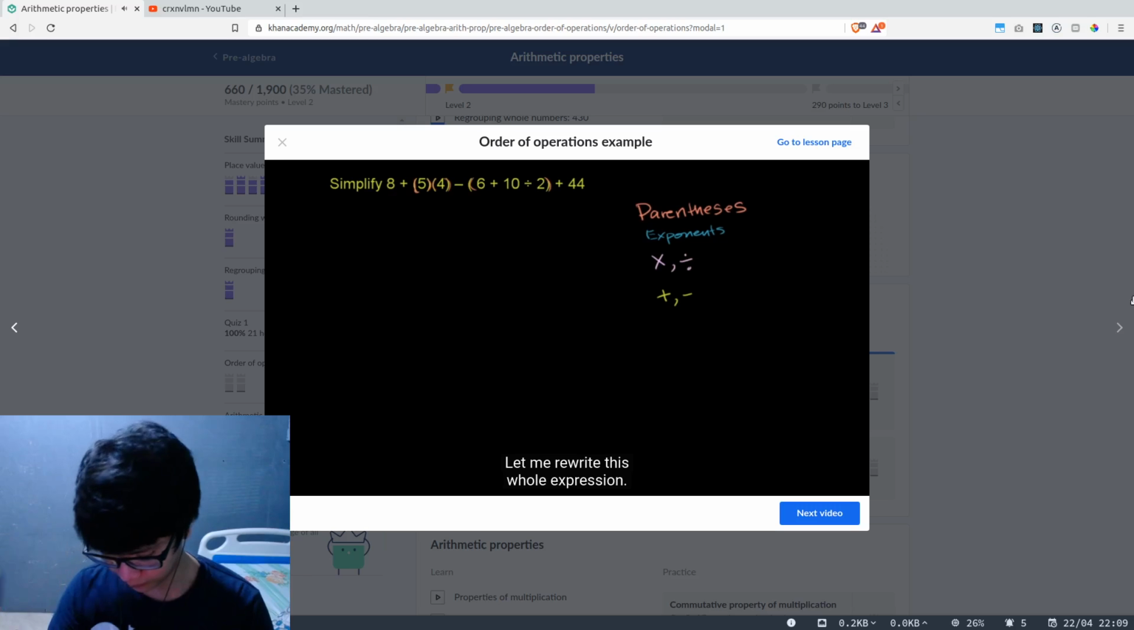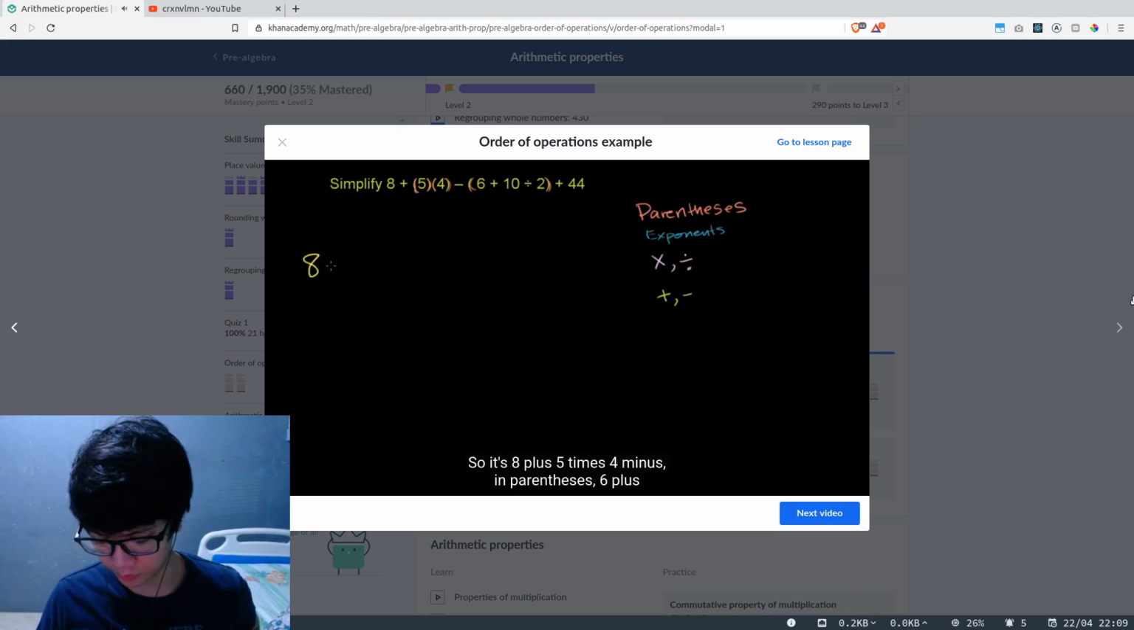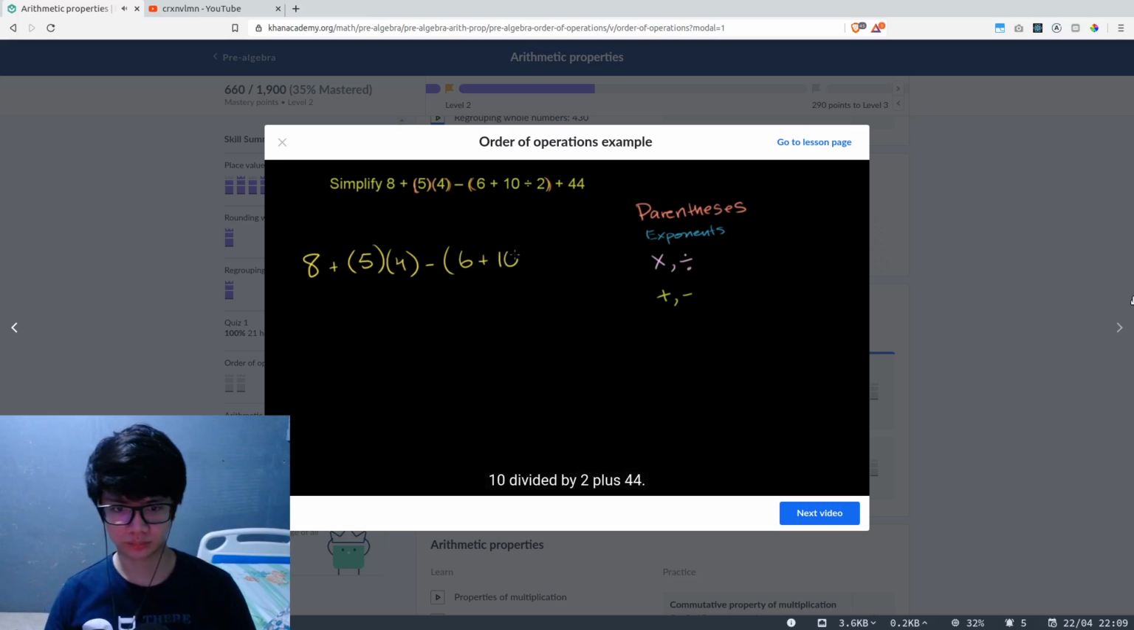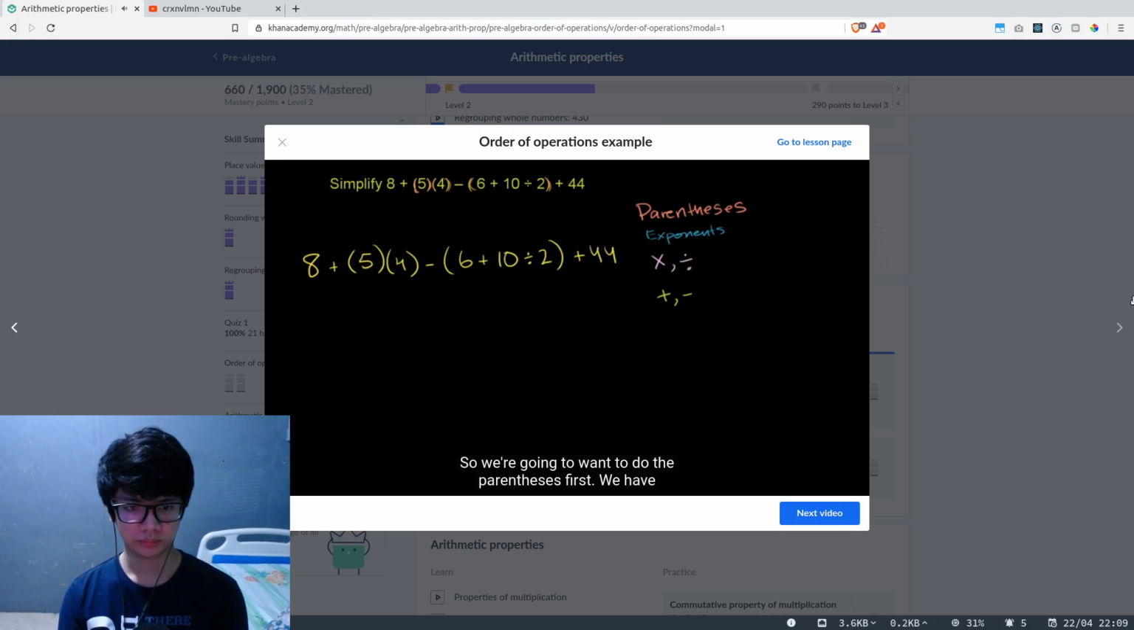Let me rewrite this whole expression. So it's 8 plus 5 times 4 minus, in parentheses, 6 plus 10 divided by 2, plus 44. So we're going to want to do the parentheses first. We have parentheses there and there.